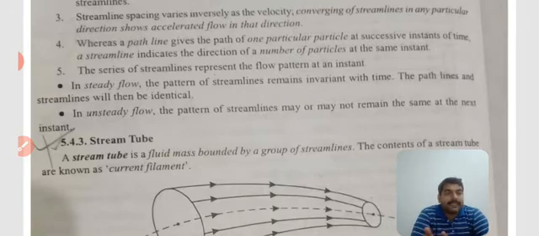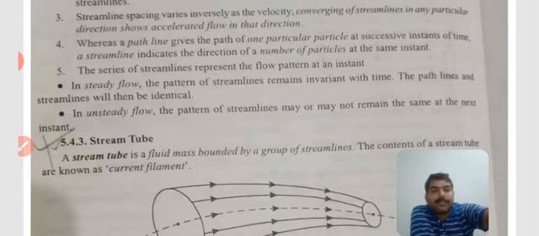Now, steady and unsteady flow. In steady flow, the pattern of streamlines remains invariant with time. The path lines and streamlines will then be identical. In unsteady flow, the pattern of streamlines may or may not remain the same at the next instant. Now, therefore, the stream tubes.